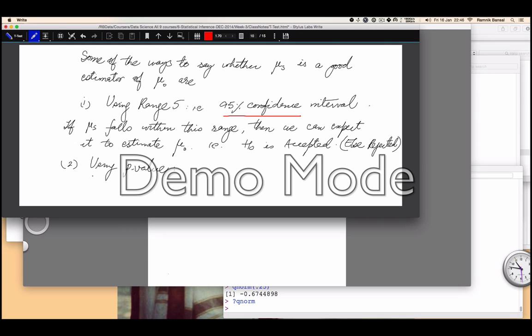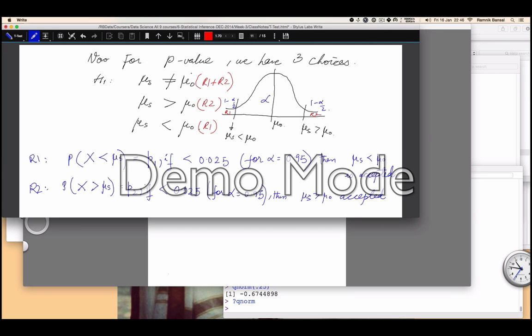Second way is calculating the p-value, right? So how do we calculate the p-value? So let's look at the different ways to calculate the p-value.